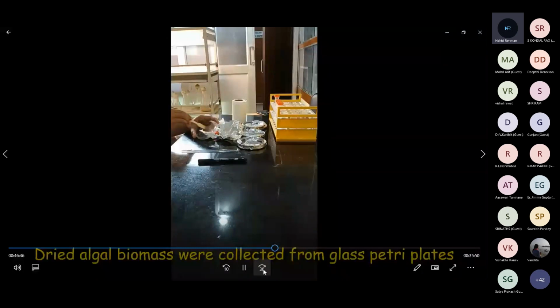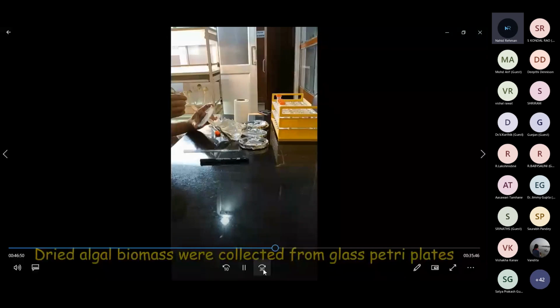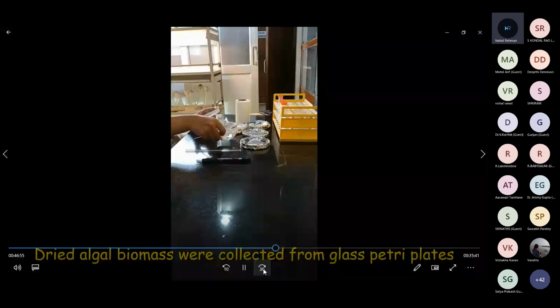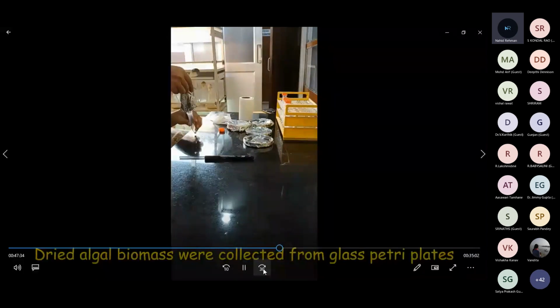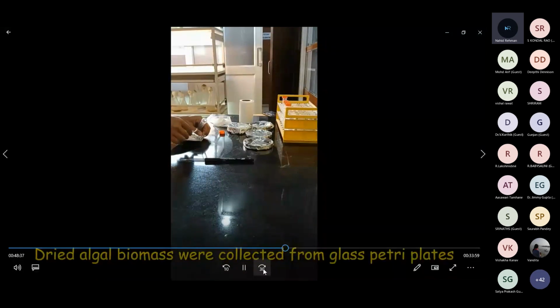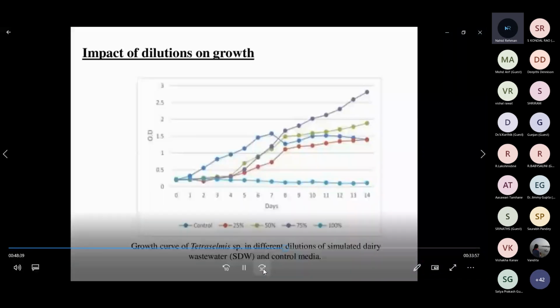scraped off from the petri dishes, and then she will collect all those biomasses, and then she is transferring that biomass into another Falcon tube. Okay, this is how it is being used.